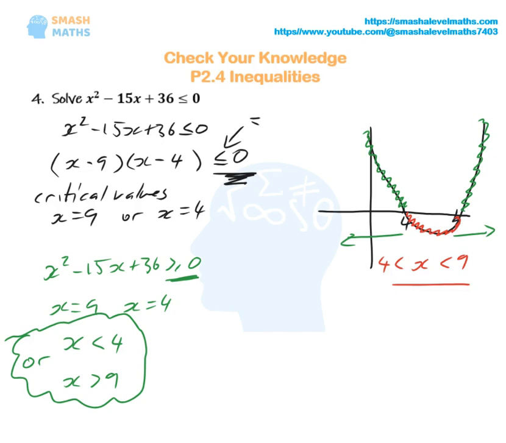So when you're dealing with a quadratic inequality, just watch out and make sure you're picking the right bits off your graph. And I would always recommend doing a sketch because it helps you see what's going on.